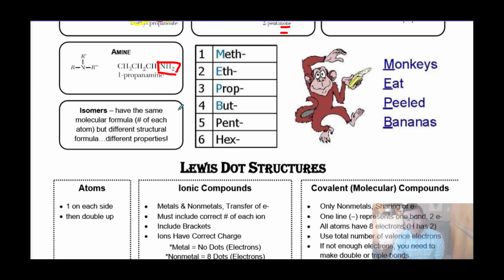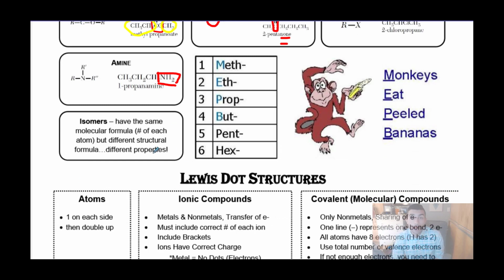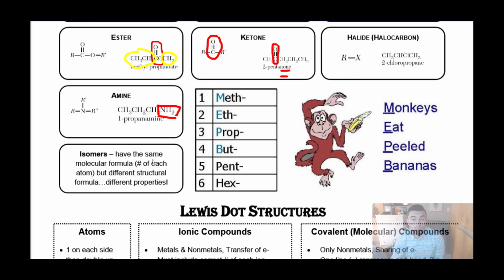And then I mentioned this already, but we should be familiar with drawing different isomers for a given organic molecule, recognizing if 2 or 3 structural formulas or representations are isomers or not of a given molecule.